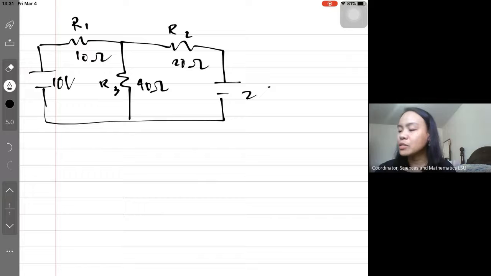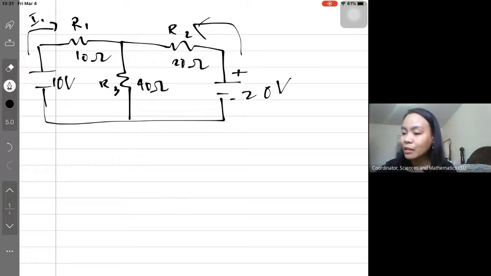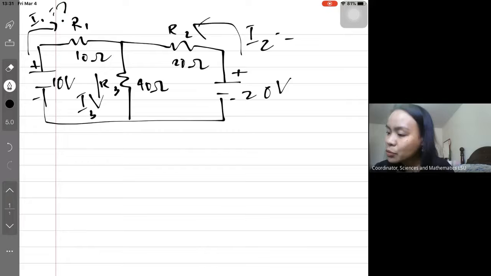What is asked in this problem? We are asked for the current flowing in each resistor. We have our current flowing in this direction, I1, and we also have our current in this way, because this is positive, this is negative, and this is positive, and this is negative, from higher to lower potential. I always reiterate that one. That will be our I2, and our I3, of course, going down. So we are asked for I1, I2, as well as I3.